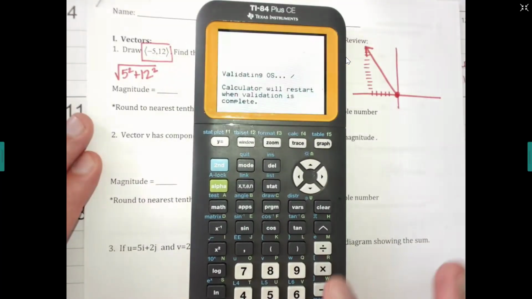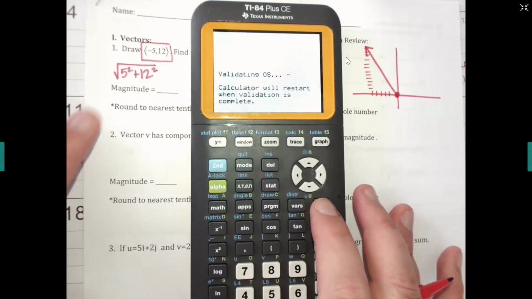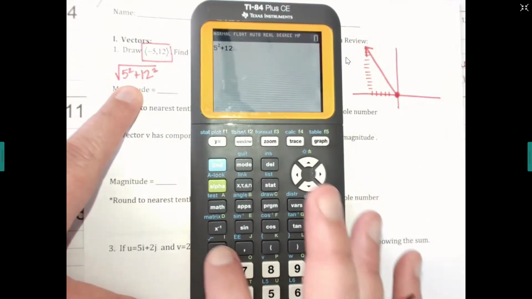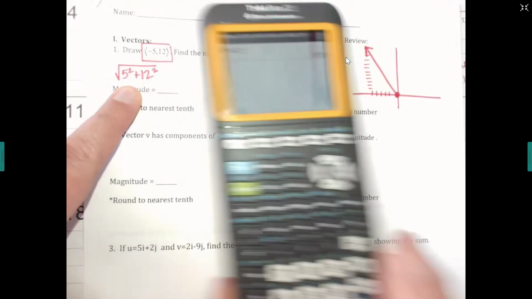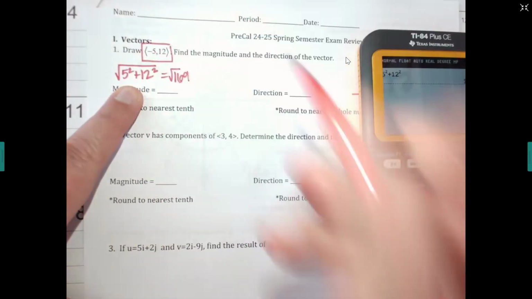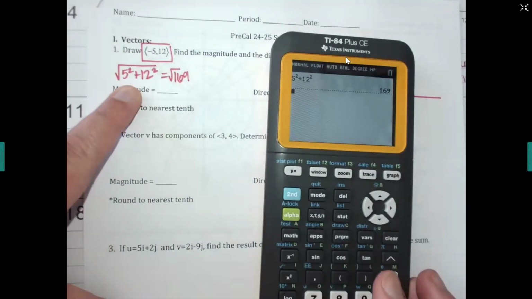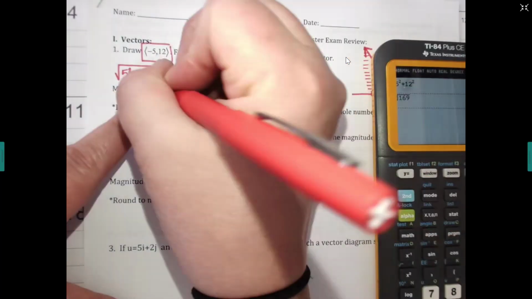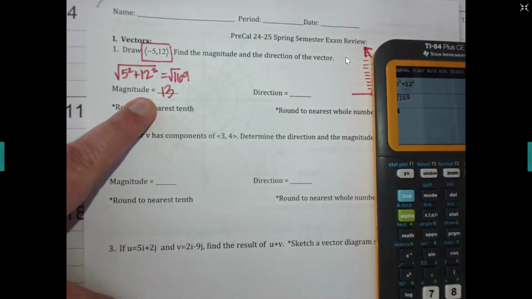So you can do this in Desmos, but 5 squared plus 12 squared. That gives me 169. And then remember, if I can square root 169, I'm going to do it. But if it comes out to a decimal, I'm going to leave it. So the square root of 169 happens to be exactly 13. Remember that that is how long the arrow is.